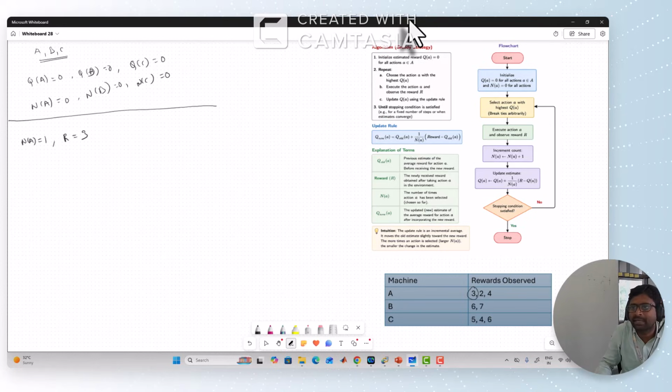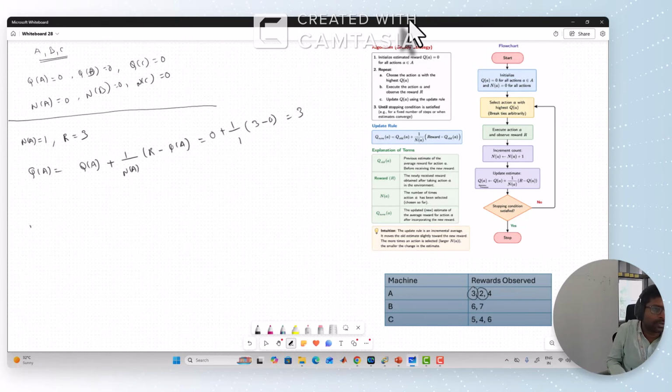Now we have to update the Q value, that is the estimated return. How do we calculate the estimated return? Q of A equal to, as per this formula, old Q of A value plus 1 by number of plays multiplied by reward minus old Q of A value. That means old Q of A value 0 plus 1 by 1, R value 3 minus 0, that's equal to 3, right? That's over.